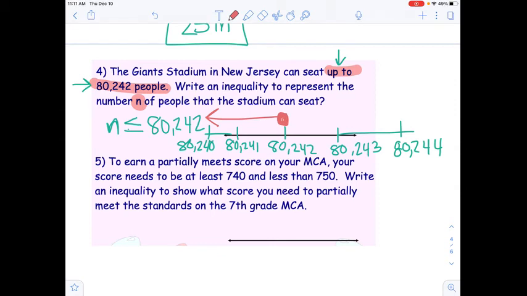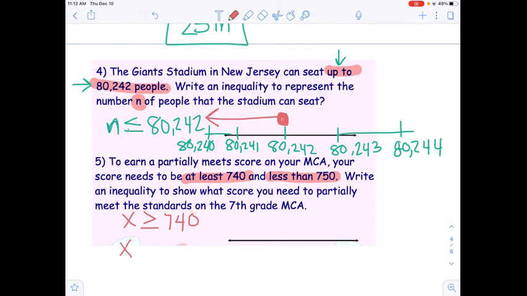Number 5 says to earn a partially meet score on your MCA, your score needs to be at least 740 and less than 750. Write an inequality to show what score you need to partially meet the standards. So in your notes, you have all those keywords written down, at least and less than. So we know, let's just use X for our score. I'm going to do these separately and then combine. So if X has to be at least 740, well, at least, that tells it has to be greater than or equal to 740. It has to be bigger than that number or exactly that number.